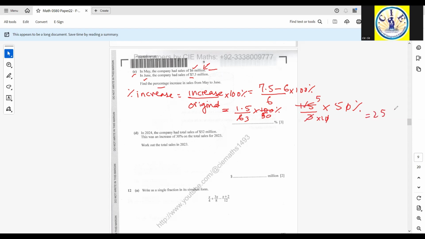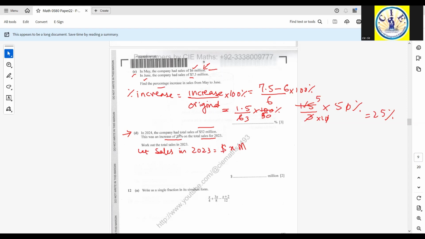The answer is 25%. Okay. Part D. In 2024, the company had total sales of $52 million. This was an increase of 30% on the total sales for 2023. Work out the total sales in 2023. Let sales in 2023 be $X million.